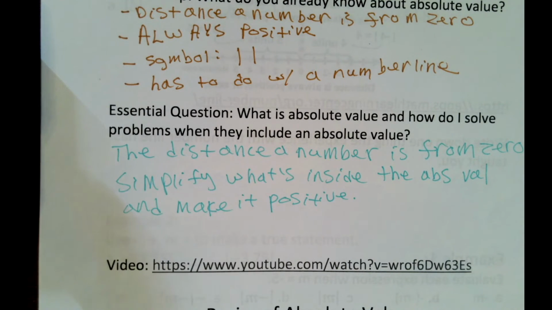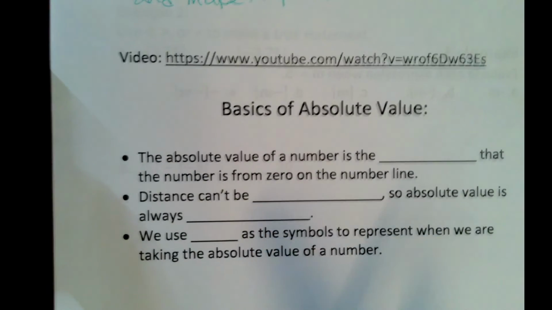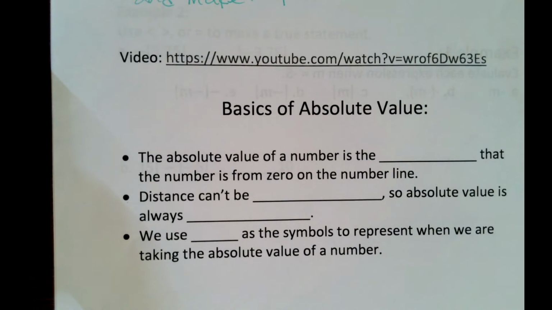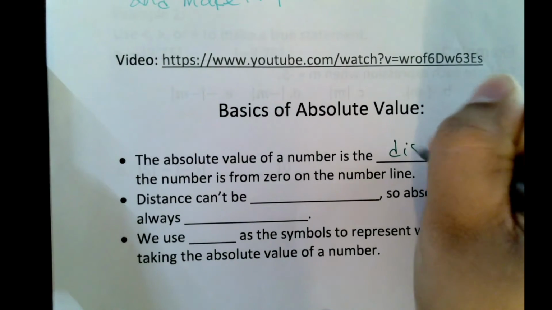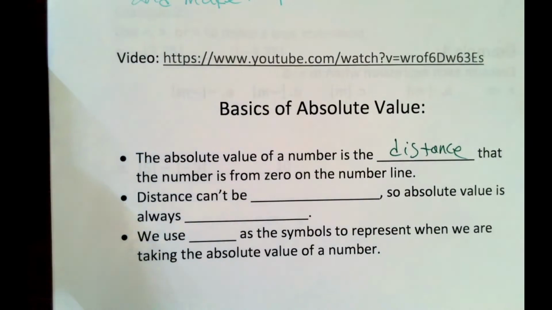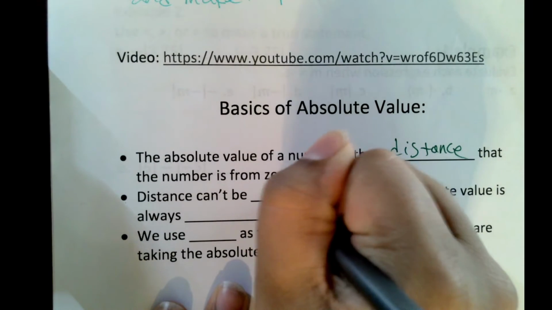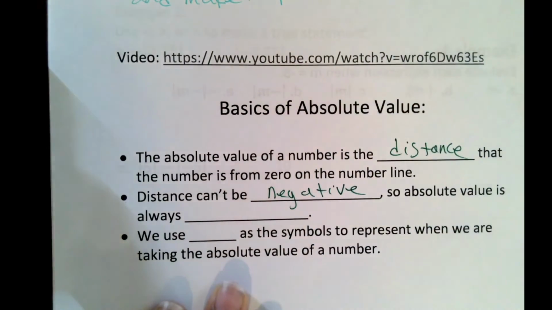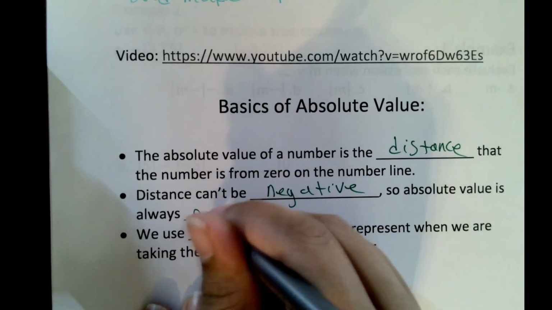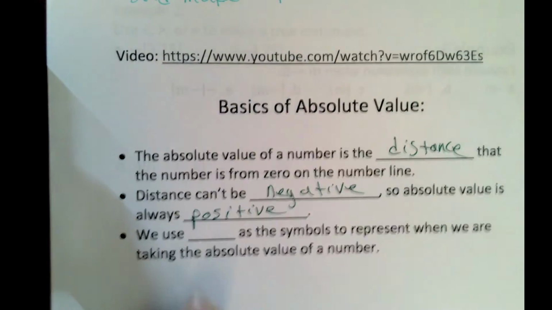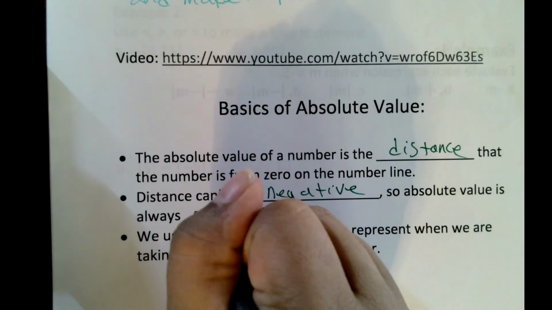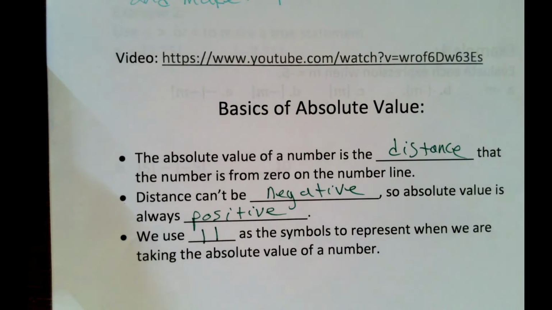Okay, so let's talk about the basics of absolute value down here. The absolute value of a number is the distance that number is from zero on the number line. Distance can't be negative. If I told you I went negative 60 miles toward Brownsville, you would tell me I was crazy. So since distance can't be negative, absolute value is always positive. And we use the jail bars, as we called them in our class, to represent when we are taking the absolute value of a number. Okay?